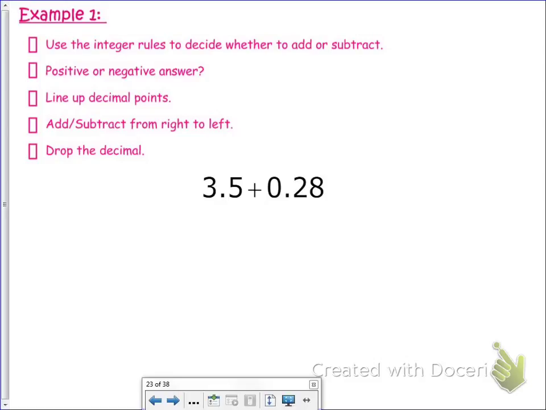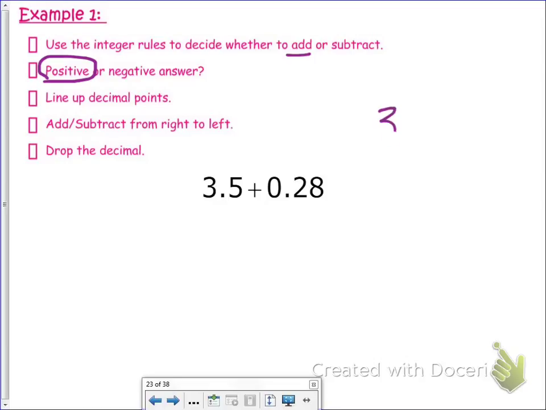So we are adding on this. What I recommend you doing is going back to Mr. De La Garza's video on integers so that you can figure out what you do once you add or subtract. Referring back to that video, when we're adding, if the signs are the same, so we have a positive 3.5 and a positive 0.28, that means we are going to be adding, and because they are both positive, we're going to add and keep the sign that they have.